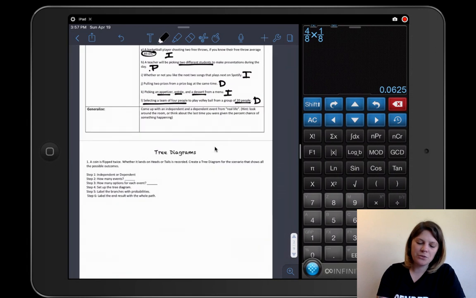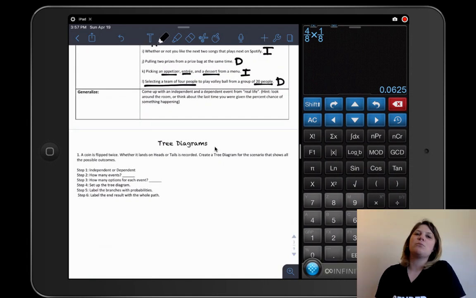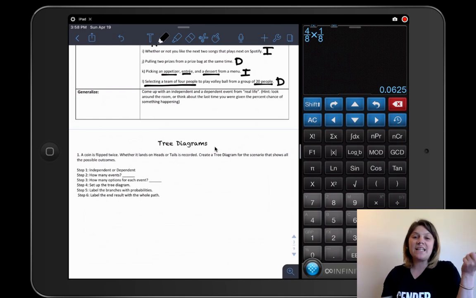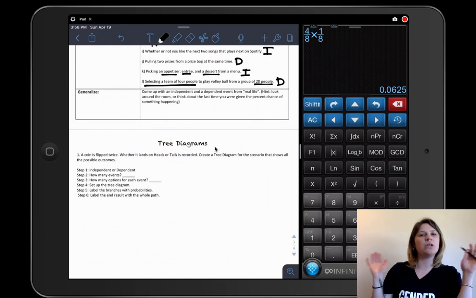So what I'd like you to do, just to end this little part of the lesson before we move on to tree diagrams, which can help us think more logically about independent and dependent probability, is come up with your own independent and dependent events from your real life. Feel free to look around the room and think about picking things, or the last time you heard something about a percent chance that something could happen, and then think about that happening twice in a row. It's good to relate it back to your real life. So go ahead and pause and try to come up with a dependent and an independent situation from your real life.